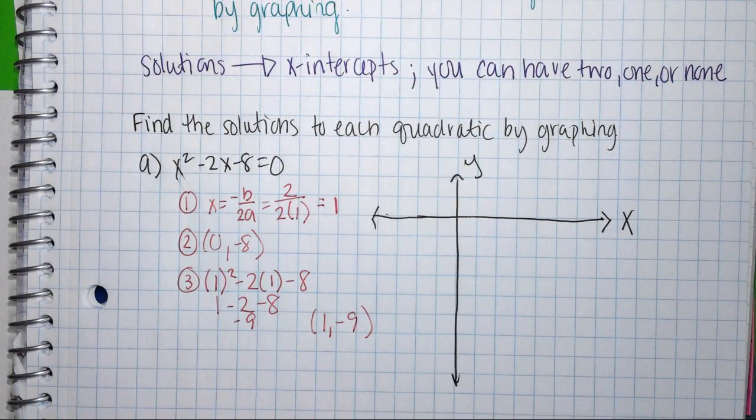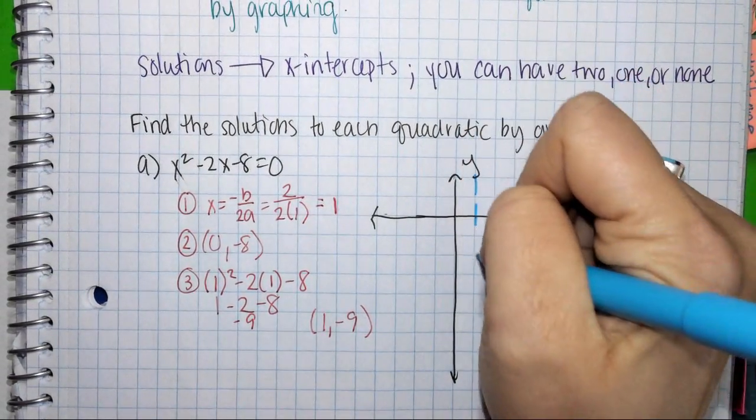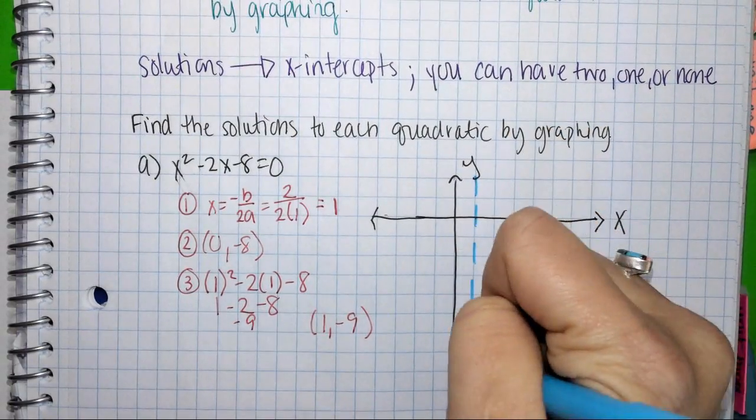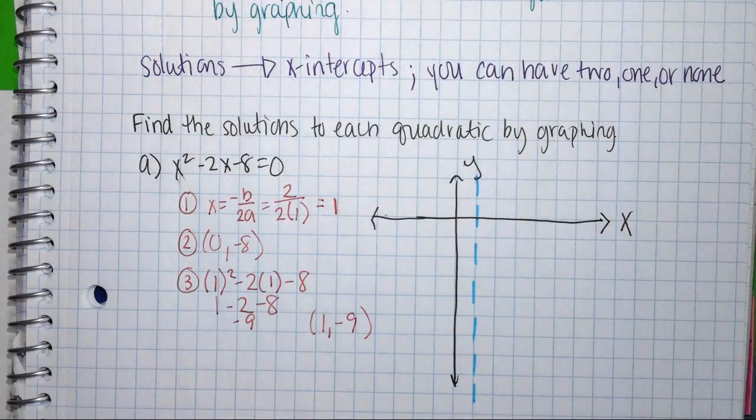Alright, what do I plot first? 1. And do I draw a vertical line or put a dot? A vertical line. Do I put a dot anywhere on this line yet? No.